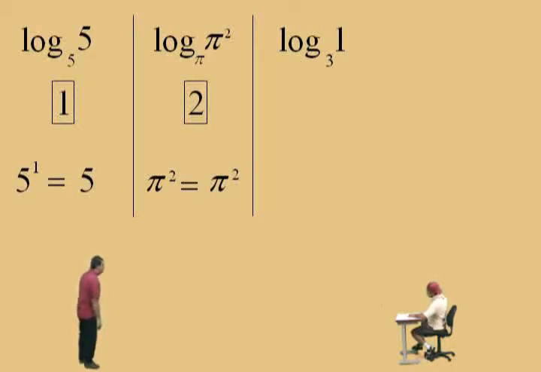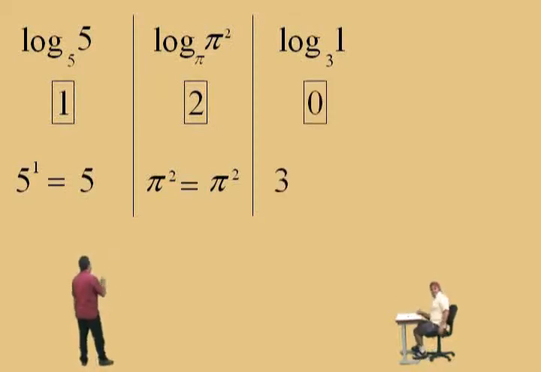Okay. And so, what do you raise 3 to the power of to get 1? 0. That's right, Charlie. It is 0. That's because 3 to the 0 power is equal to 1. Remember, anything to the 0 power is 1 except for 0 to the 0. Okay, that one's undefined. Here we go.